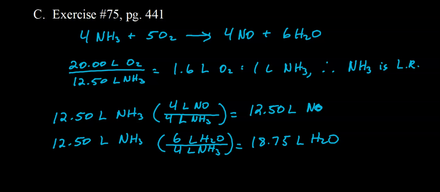We can use that to find liters of nitric oxide, NO, which is a 1-to-1 ratio, so 12.50 liters. And then also use it to find the volume of steam, which in this case is 18.75 liters.